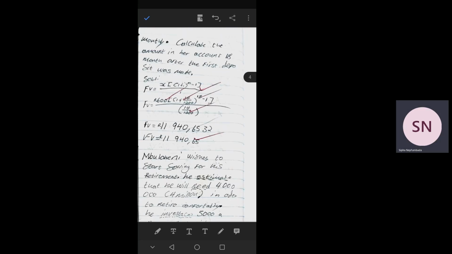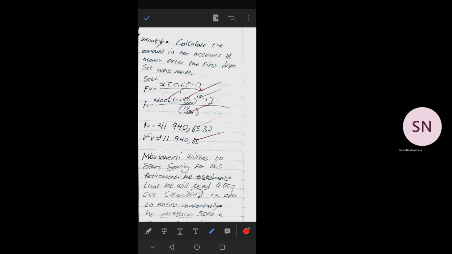monthly. Since it is monthly, we are going to divide by 1200, which is 1200. So now as we calculate the amount in her account after 18 months, it is compounded monthly and it is already in monthly, so there is no need for us to multiply by 12. It's already in monthly after the first deposit made.